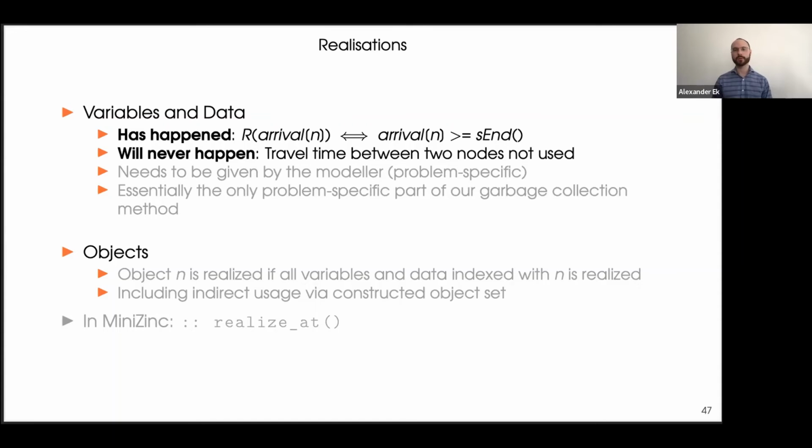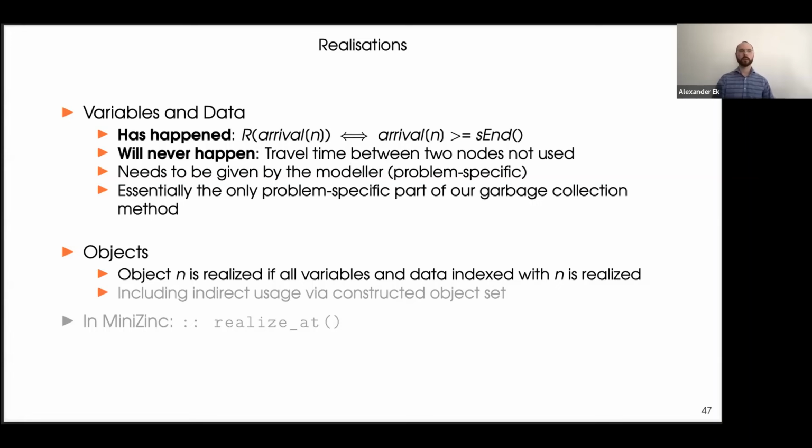Travel time between two nodes that are guaranteed to never be used. This information needs to be given by the modeler because it's problem specific. It's really difficult for MiniZinc or some kind of automatic system to infer what the model represents in the real world and from that draw conclusions about how realizations work. So we need to provide this. Essentially, this is the only problem-specific part of our garbage collection method. Now, what about objects? I talked about enums, and enums and objects mean the same thing, right?